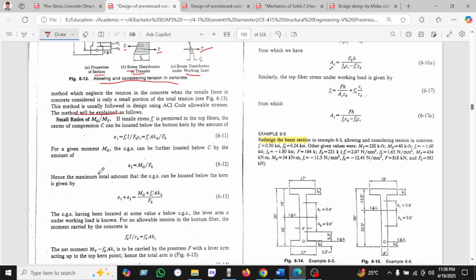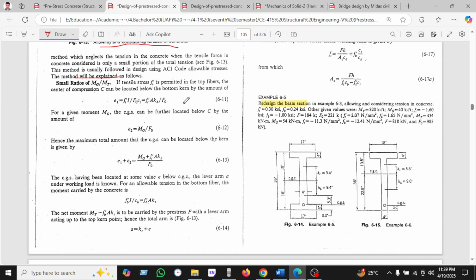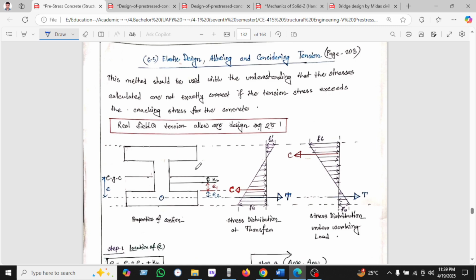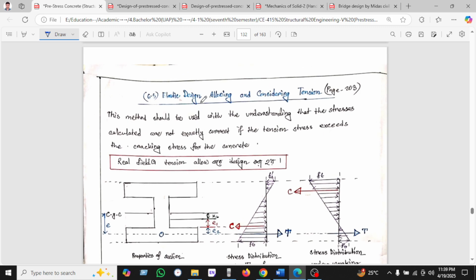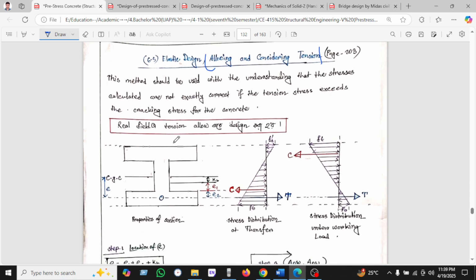For this method we can use the following formula. Now we'll see the explanation. Here is the elastic design allowing tension in concrete. This method should be used with the understanding that the stress calculation is exact only if the tension is within the cracking limit. In the real field we will use allowing tension.